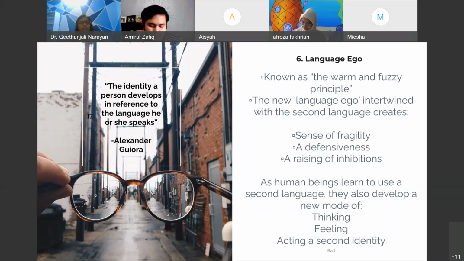You're afraid of making mistakes. You're afraid of crumbling because of that one silly mistake you have made. Then a sense of defensiveness is also there, and raising of inhibition, because you don't want to break that norm of you being good in the language. So the language ego also plays a role. And this is in the affective domain because you can't really explain when it will happen. Unlike in the cognitive domain, you know it will happen that way, like rewards. It deals with your cognition, but not with the affective domain.